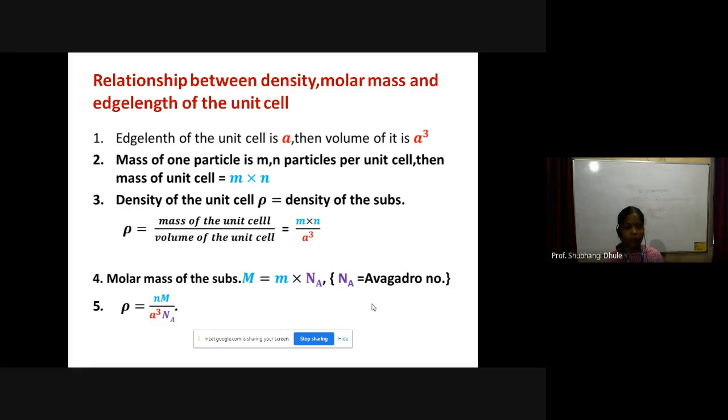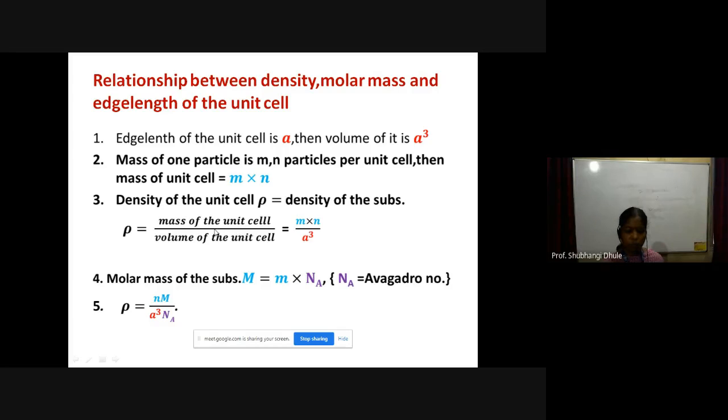So whether you take 1 gram, 0.5 gram, or 1 micron, or even a unit cell, its density is the same as that of the substance. You have to remember only one formula for the density, and that is very useful for the further calculations here. So rho is equal to mass upon volume. This is the important formula.